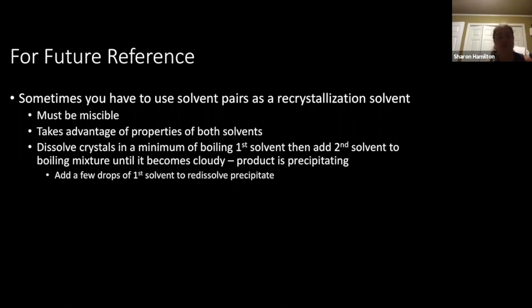First, when you're trying to create a solvent pair, you dissolve the crystals in a minimum of boiling solvent, your first solvent, whatever that may be, and then you add just a little bit of your second solvent, drop by drop with a pipette, to the boiling mixture until it becomes cloudy and you're precipitating out your product. You just want to bring it out of solution, and then after you see the solution becoming cloudy, you add a few drops of the first solvent to redissolve the precipitate. From there on out, the solvent pair is treated as effectively one solvent, and you move on through the recrystallization process the way that we will describe it going forward.